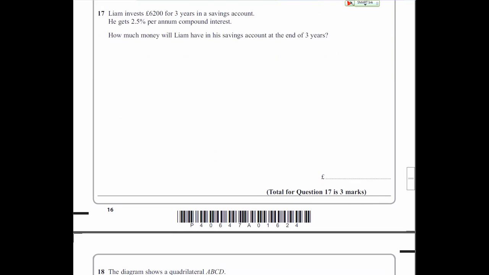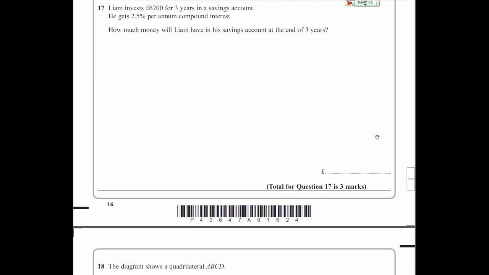Question 17. Liam's a lucky lad, he's got £6,200 and he is investing it for 3 years in a savings account. He gets 2.5% per annum compound interest. Compound interest is great, guys. You should really look into it.